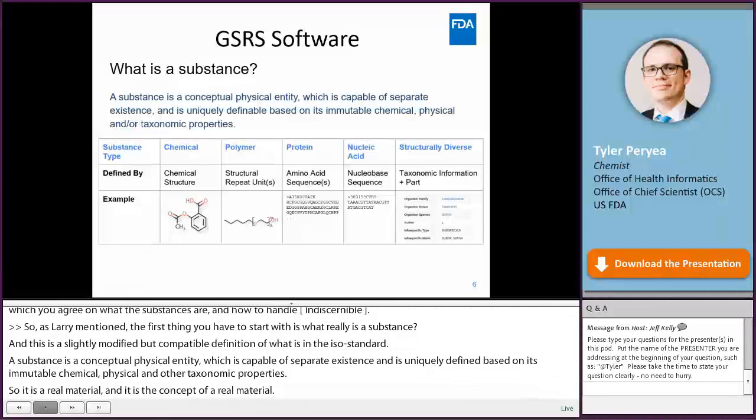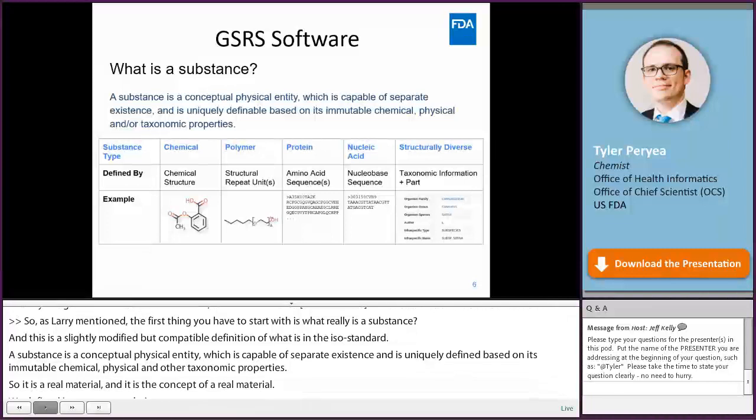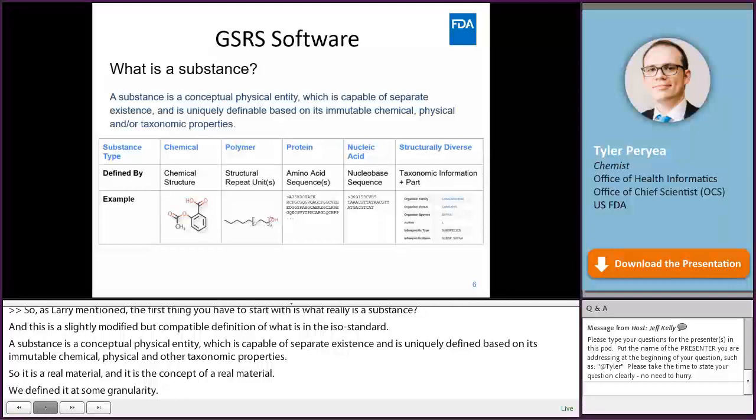There are 5 main substance types at the base level. There are chemicals, polymers, proteins, nucleic acids, and structurally diverse substances, and each of them is defined by different things. And this just gives a basic overview of what those things are, at least at a high level.